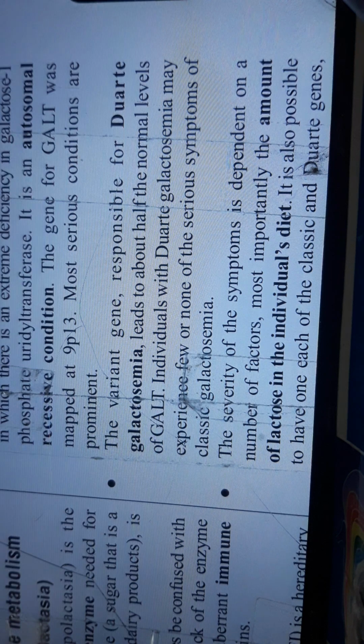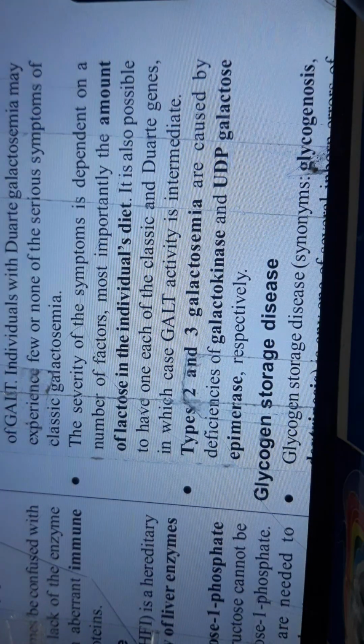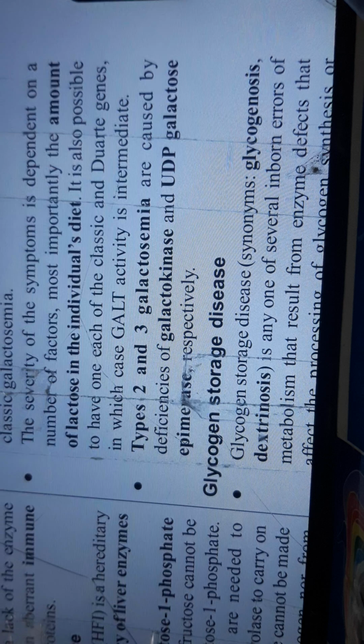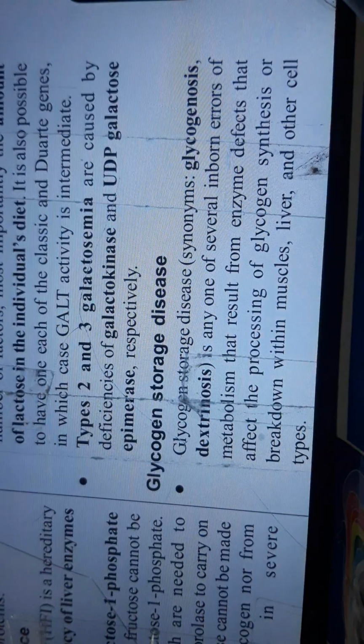The variant gene responsible for Duarte galactosemia leads to half the normal levels of GALT. Individuals with Duarte galactosemia may experience few or none of the serious symptoms of classic galactosemia. The severity of symptoms depends on a number of factors, most importantly the amount of lactose in the individual's diet. It is also possible to have one of each of the classic and Duarte genes, in which case GALT activity is intermediate. Type 2 and 3 galactosemia are caused by deficiencies of galactokinase and UDP-galactose epimerase, respectively.